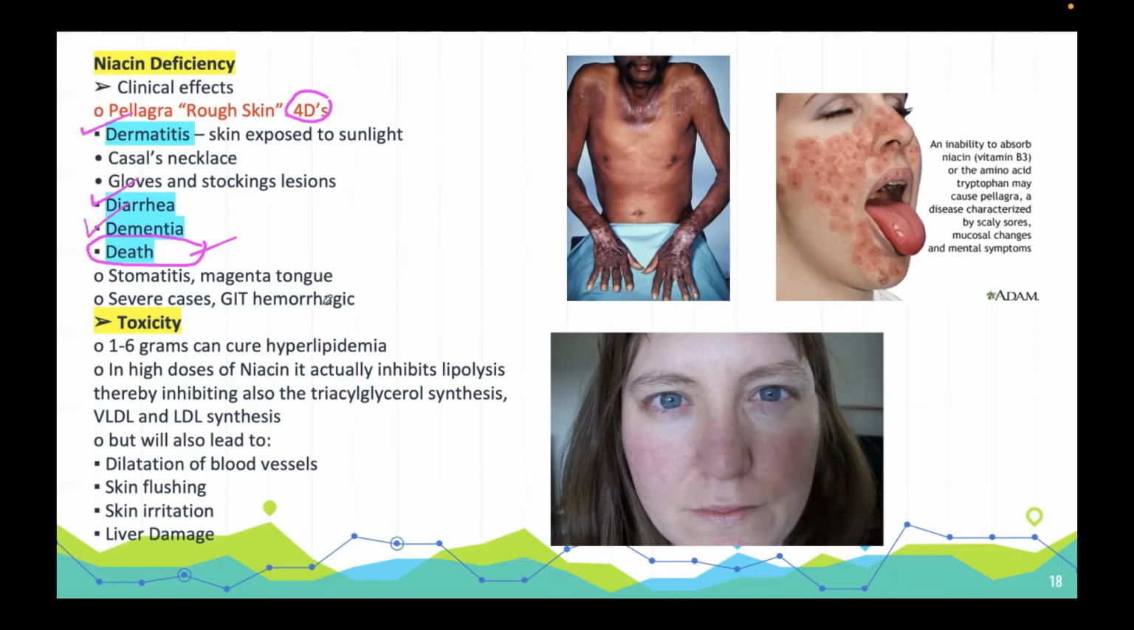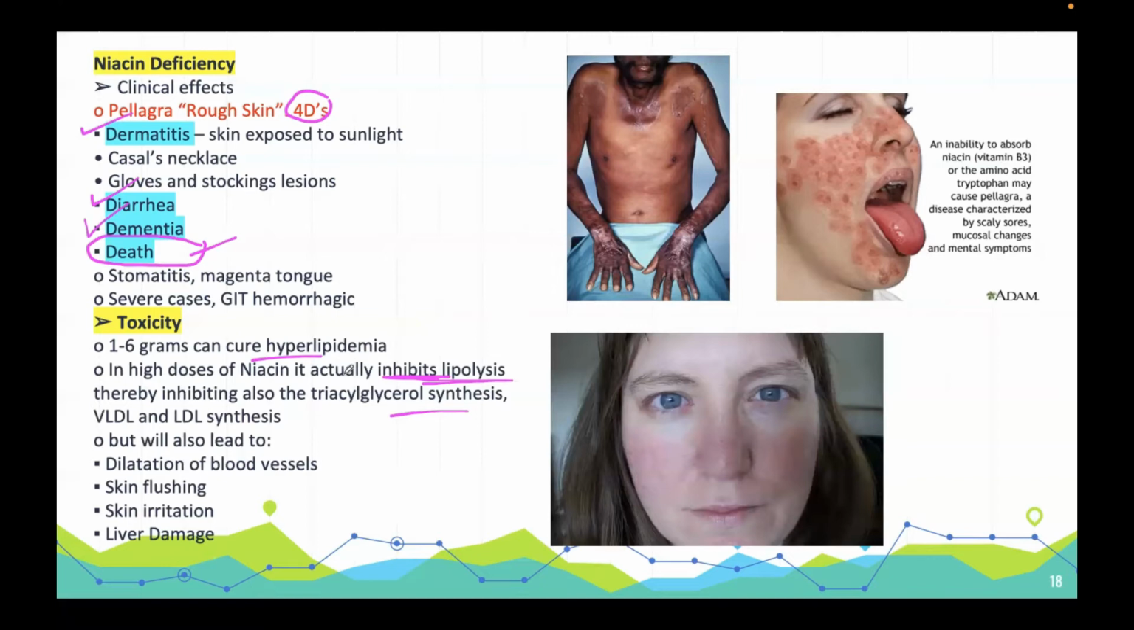Okay, next. The toxicity naman, pag nagkaroon ka naman ng excessive intake of the vitamin B3 or your niacin, 1 to 6 grams can cure hyperlipidemia. In high doses of your niacin, it actually inhibits the lipolysis. Okay, thereby inhibiting also the triacylglycerol synthesis. Okay, pagka masyado na pong mataas yung intake natin ng vitamin B3 natin, it can inhibit po yung ating lipolysis. And then therefore, it will inhibit the triacylglycerol synthesis. Okay, and the VLDL and LDL synthesis.